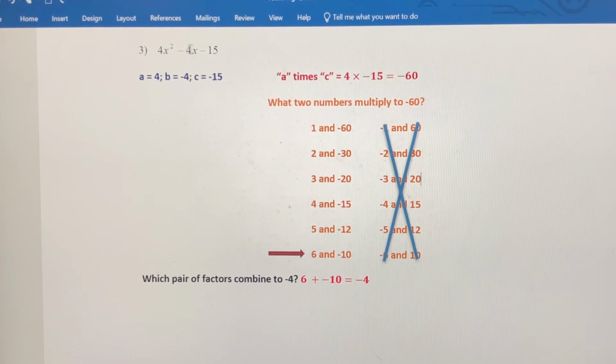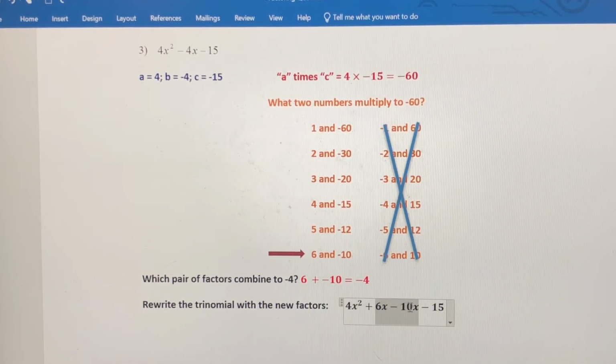So we're going to rewrite this negative 4x using these coefficients, positive 6 and negative 10. All right, so let's rewrite. So 4x squared stays the same. Negative 4x we're going to rewrite as positive 6x minus 10x, and you can see that this is equivalent to this. And then we've got negative 15 next, okay?